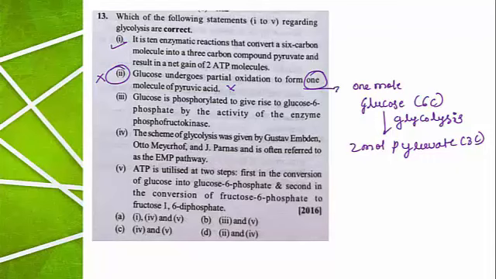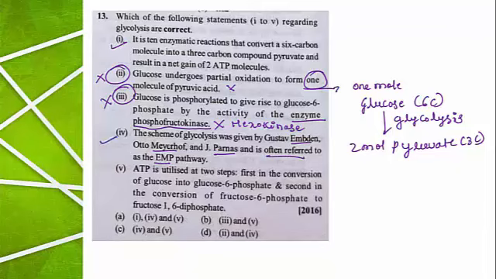Glucose is phosphorylated to give rise to glucose 6-phosphate by the activity of the enzyme phosphofructokinase. This is wrong. Here the enzyme catalyzing the reaction is hexokinase. So this statement is wrong about glycolysis. The scheme of glycolysis was given by Embden, Meyerhof and Parnas. It is often called the EMP pathway. This is also right.